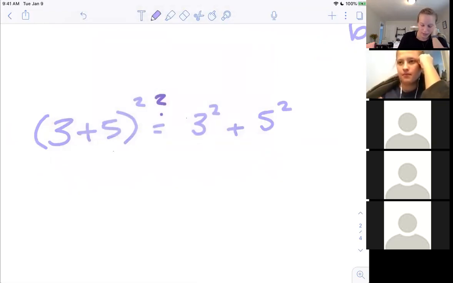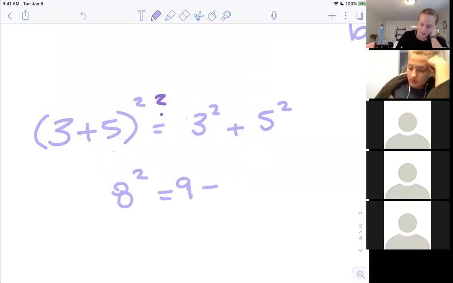So let's start simplifying. 3 plus 5 is going to be 8 squared. 3 squared is 9. 5 squared is 25. Again, I still don't know if these are equal to each other or not, so I still have my question mark. 8 squared is going to be 64, and then 9 plus 25 is 34.